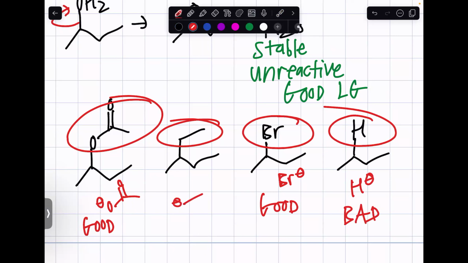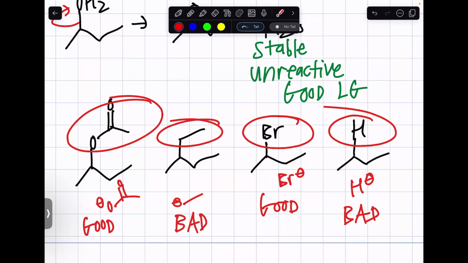And then R minus. That's a bad leaving group. Why? Because it can't do resonance and is very unstable. It's sp3, but Br minus also can't do resonance. But why is this one a worse leaving group than this one? They both can't do resonance.